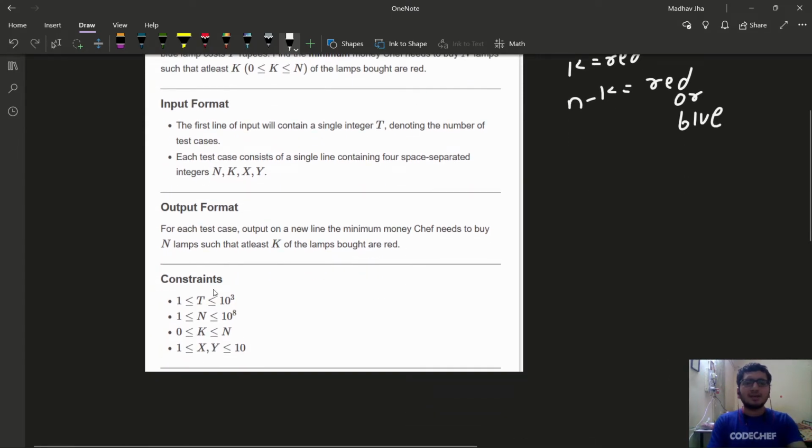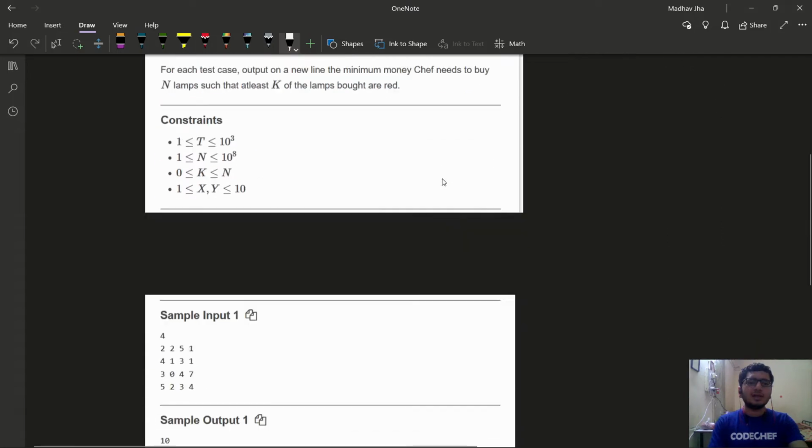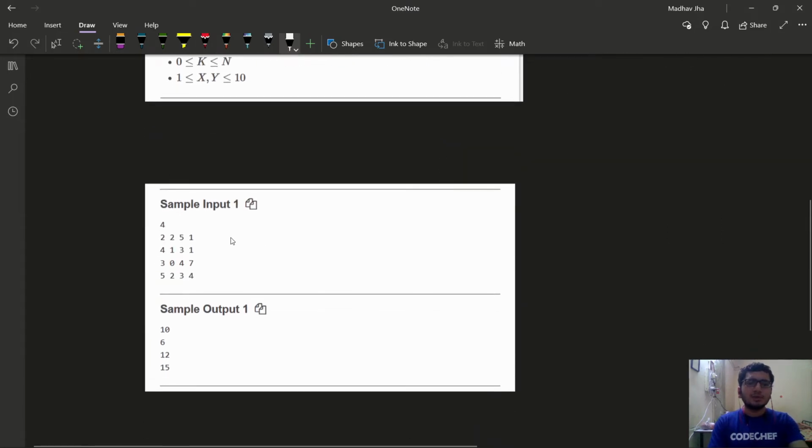The constraints are very small. Test cases are less than 10 raised to 3. N goes from 1 to 10 raised to 8. K is, as we saw, from 0 to n. And x and y go from 1 to 10. Let's see the sample input. As you can see, we have 4 test cases and then 4 lines, with n, k, x, and y.